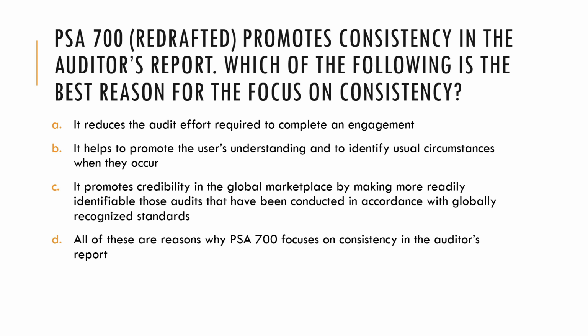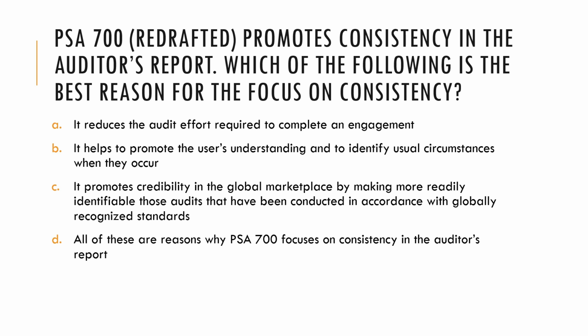PSA 700 redrafted promotes consistency in the auditor's report. That is why we have an illustrative auditor's report, right? Which of the following is the best reason for the focus on consistency? Is it letter A? It reduces the audit effort required to complete an engagement, basically because you already have a sort of template for your audit report. Letter B, it helps to promote the user's understanding and to identify usual circumstances when they occur. Or letter C, it promotes credibility in the global marketplace by making more readily identifiable those audits that have been conducted in accordance with globally recognized standards.